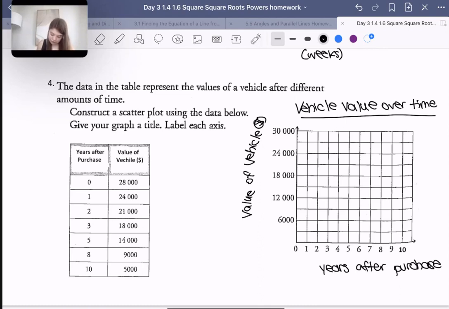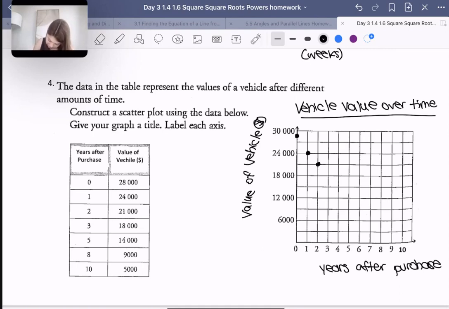So after 0 years, it's $28,000, which is there. After 1 year, $24,000. 2 years, and it's $21,000. So let's see. In the middle of 18 and 24, it would be 21. Okay, so that would be right on there.